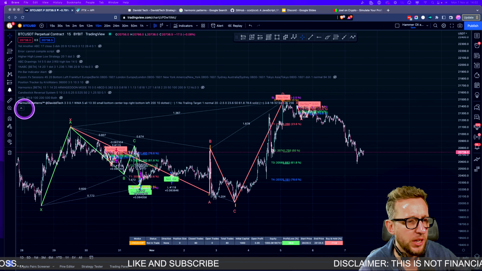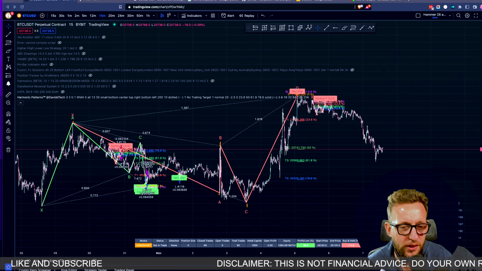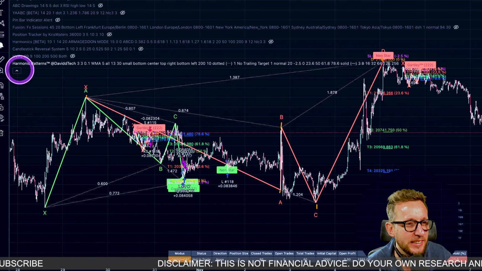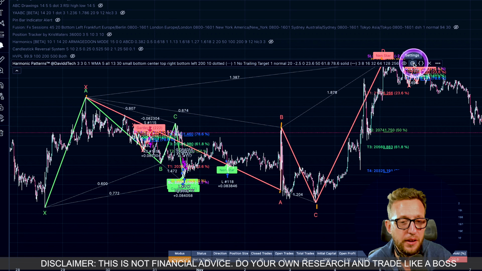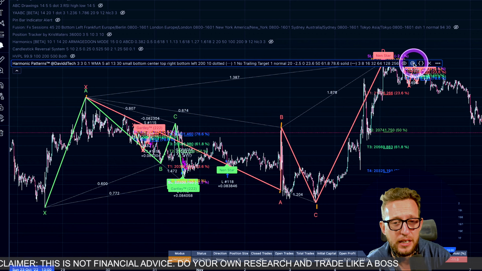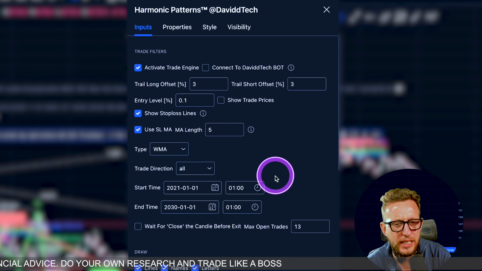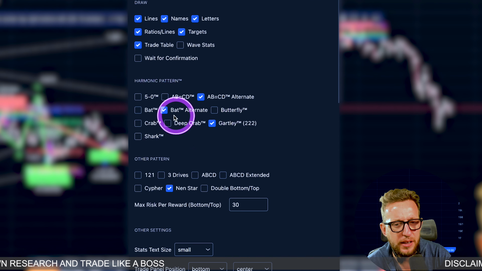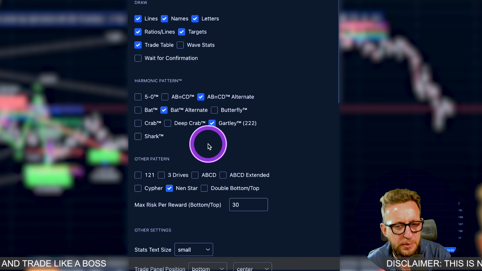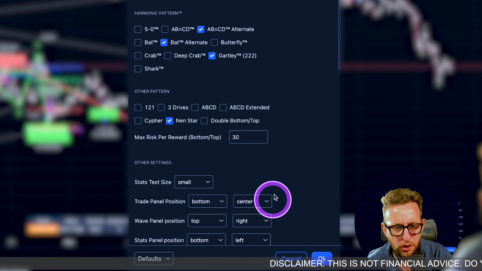Right, here we are back at my computer as promised. It took me a long time to get to where we are. Two indicators later, I finally managed to code, with a lot of help from another developer, the actual harmonic patterns. So we now have, as you can see, our trade engine as normal with the David Tech bot integrated. You have all of the harmonic patterns here. I've checked a couple of them so we can backtest a couple of them. But you'll be able to backtest all of them using the backtester inside of TradingView.